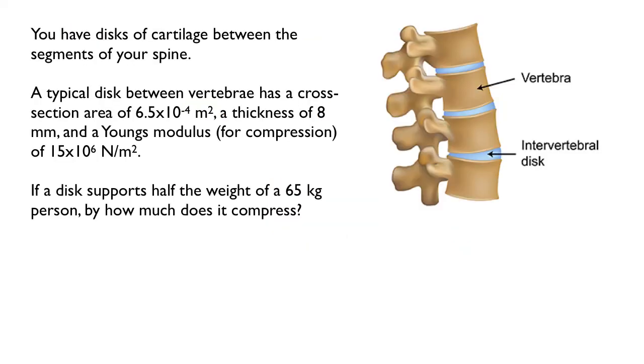And let's take a look. You have discs of cartilage between the segments of your spine, as you know, and their Young's modulus is way smaller than the things we even saw on the table: 15 times 10 to the 6 newtons per square meter. Very, very small. They're very, very squishy, and you want them to be. You want them to compress a little bit. They're going to be a little bit springy. So the question asks this: if a disc in your spine supports half the weight of a 65 kilogram person, by how much does it compress?